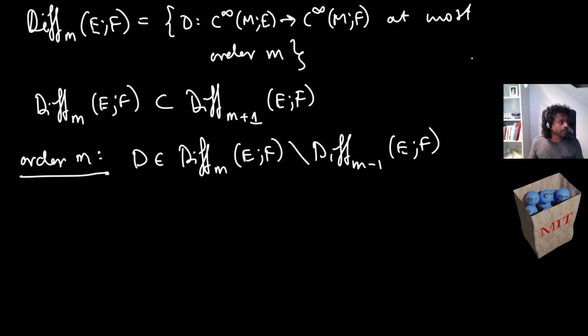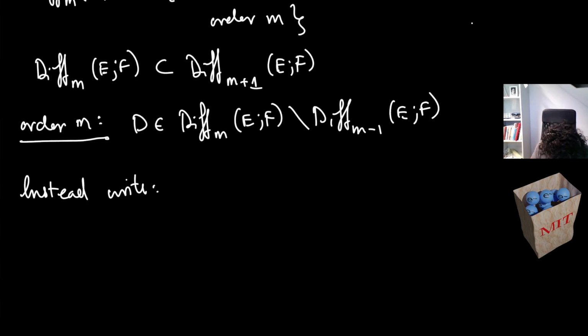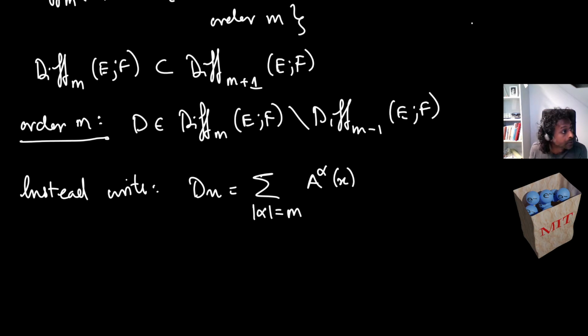So just to be succinct, let me instead write D u equals the sum over modulus alpha equals M of A alpha of x, well, it'll be d^M on dx^alpha of u, plus lower order terms.